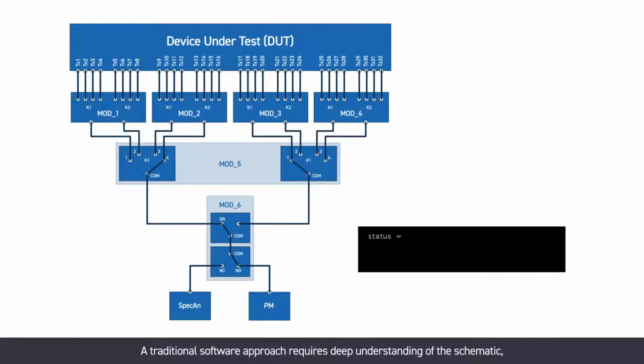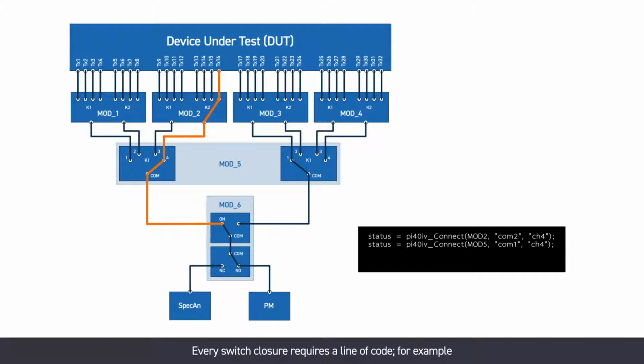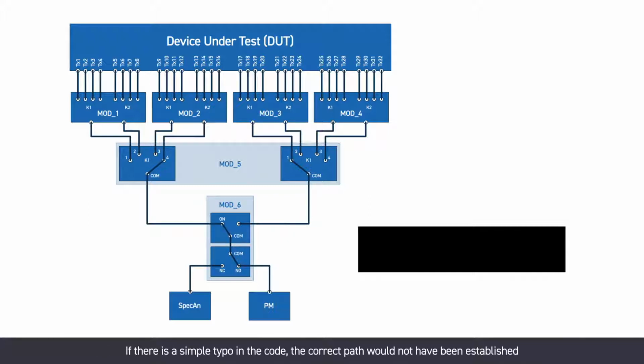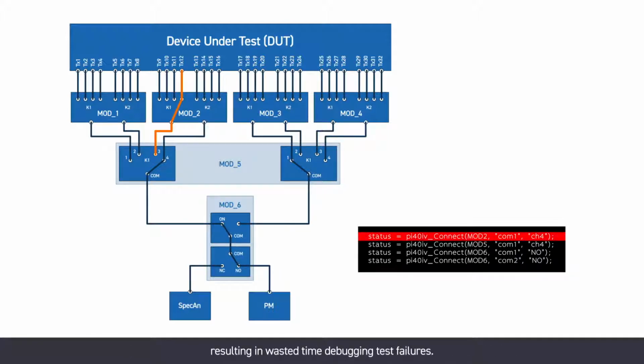A traditional software approach requires deep understanding of the schematic, noting the module IDs and switch settings that establish the path. Every switch closure requires a line of code. For example, the first line of code connects position 4 on relay K2 of PXR module 2 to its common, and the references in the code to the switch positions COM2 and channel 4 are generally meaningless to someone unfamiliar with the schematic. While this is a trivial example, it still requires 4 function calls to establish one path for one test. If there is a simple typo in the code, the correct path would not have been established, resulting in wasted time debugging test failures.